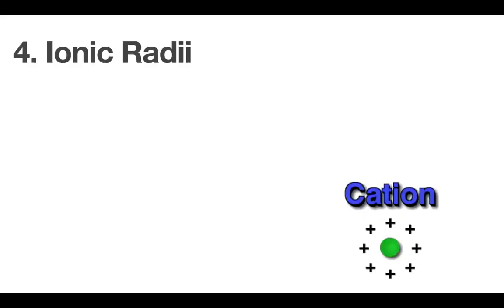The next property to look at is going to be a little bit different in the way that we approach this. We're not really going to look necessarily at period and group trends, although I'll still mention it. What's more important with ionic radii is comparing the radius of the ion to the radius of a neutral atom of that element. So for a cation, will a cation be larger or smaller than its atom? And then same for an anion.